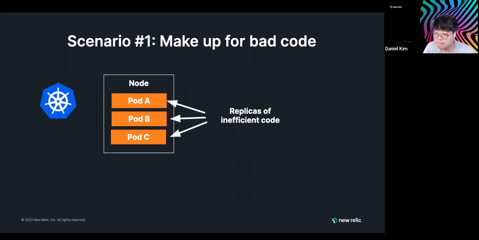The first scenario is to make up for bad code. Let's say I have an application that isn't the most efficiently written, where it can still do the job, but it requires significantly more resources to do the particular job. Instead of a developer going in and analyzing that piece of code to improve it, what they could do instead is just spin up multiple replicas of the inefficient code, therefore taking up way more resources than needed to make the application work. This is a simple example of how a developer could take up way more resources than needed in the cloud with their application.